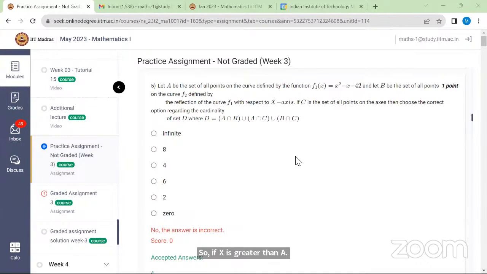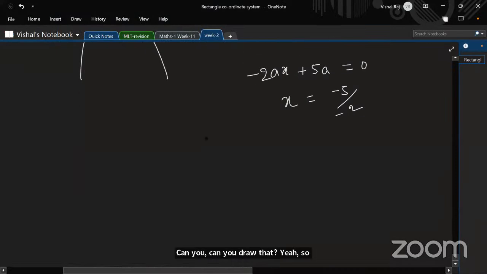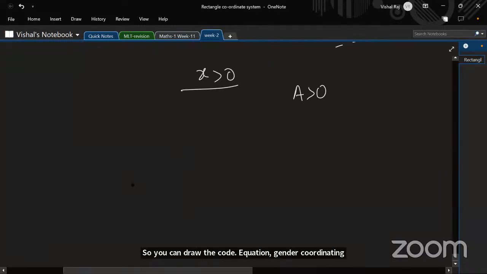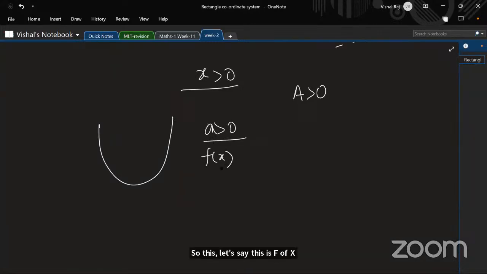Let's draw that. For example, let's take something like this. So now you take x greater than 0, where a is greater than 0 and it is upward facing. The quadratic equation is upward. So you can draw the general quadratic equation. Okay, so let's say this is f of x. Now, what are the points that are within this quadratic equation?